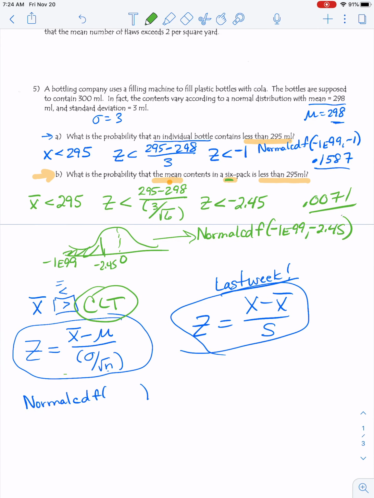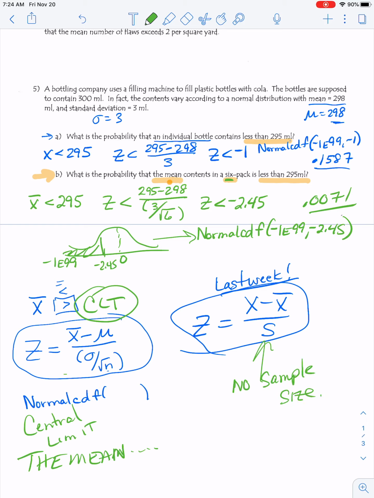Central limit theorem over here, and you're looking for the question to say the mean when you're doing probability. The mean is doing something. This one doesn't say that. It's just individuals, no mean, and there's no sample size over here either. That's another way you can tell. No sample size. This one has a sample size.